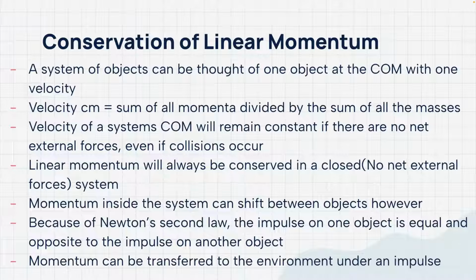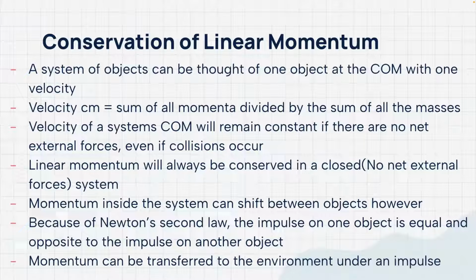This equation is similar to the position center of mass equation. And the velocity of a system's center of mass will remain constant if there are no net external forces, even if collisions occur inside the system, because then the momentum of the system will be constant, even if there are collisions inside the system, because there's no work done outside the system changing the energy. And that means the velocity of the system's center of mass will be the same.